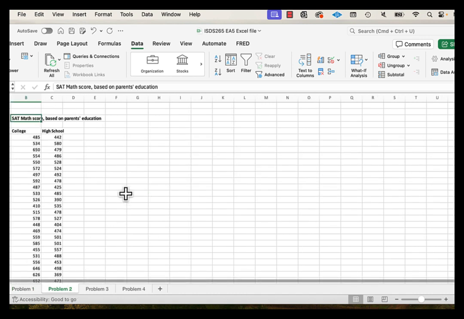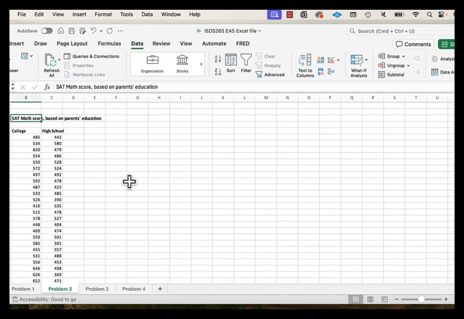Okay. Problem number 2. Here we have SAT math scores based on parents' education. So these are the SAT scores for students split out by whether the parents had college education or high school education. On this problem, it says a research hypothesis was that students whose parents had attained a higher level of education would on average score higher on the SAT. Okay, so you can sort of write that out as the claim. Notice that this is going to give us a one-tailed test.